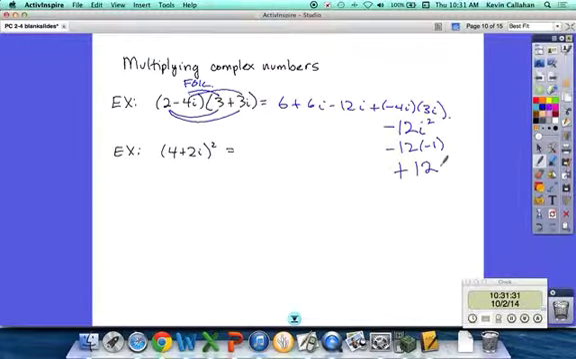So now we can simplify. We add the real parts. 6 plus 12 is 18. 6i minus 12i minus 6i.